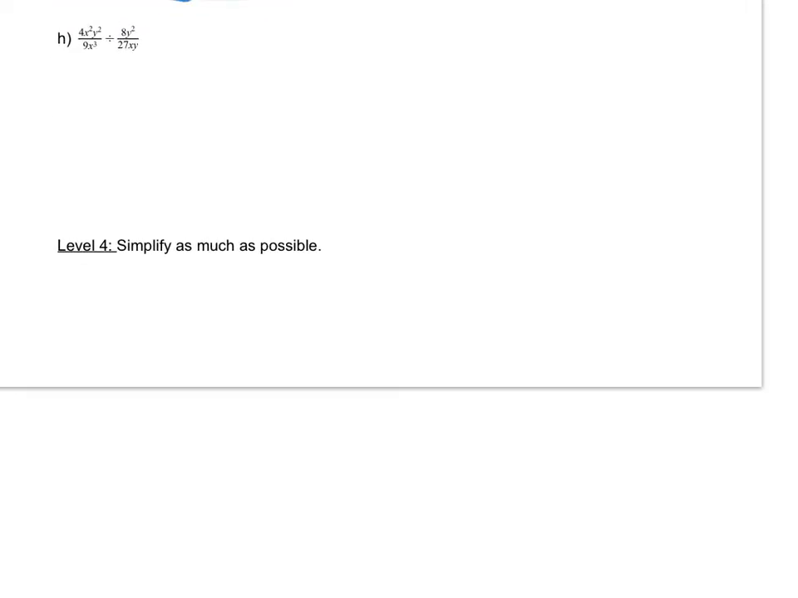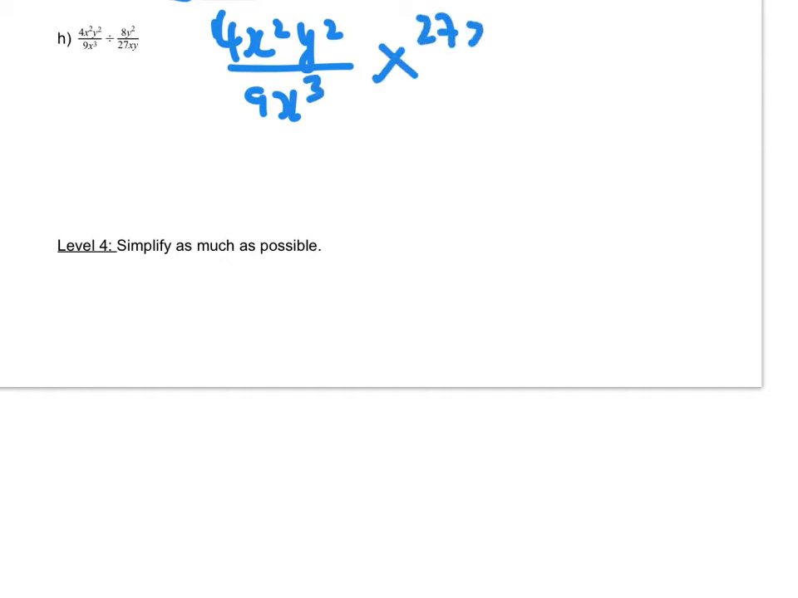Quickly, let's look at the next one. So, to start it off: keep, change, flip. So 4x squared y squared over 9x cubed times, now you do the flip, 27xy all over 8y squared.